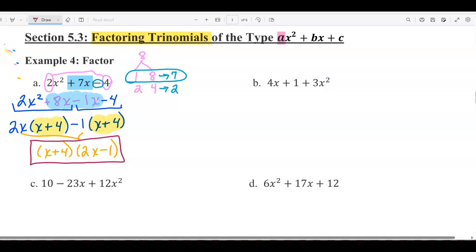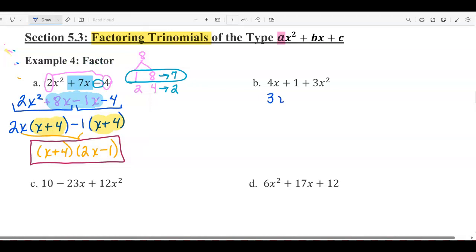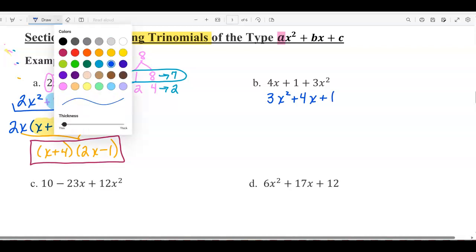So when we have a value in front of that ax squared, it's best to rewrite the middle term so that you can use factor by grouping. In our next problem here, we see three terms. We notice that it is not written in descending order, so that's the first thing we want to do, is rewrite that. 3x squared plus 4x plus 1. I'm going to rewrite it and see what our factors come up with.